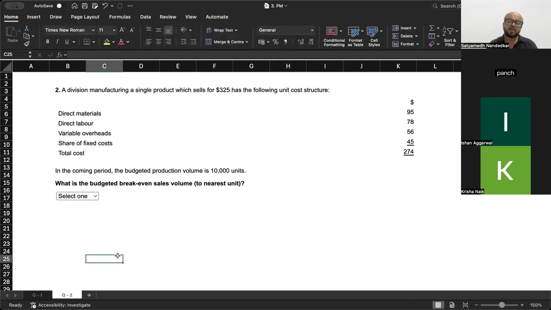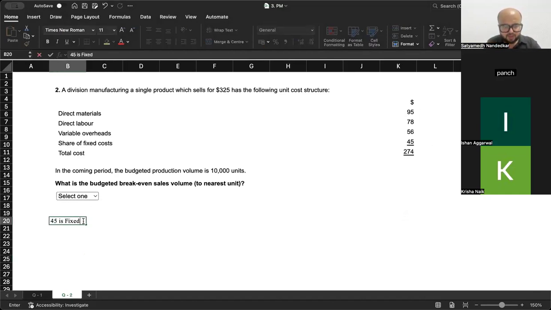A division manufacturing a single product which sells for 325 has the following unit cost structure. Direct material 95, direct labor 78, variable overhead 56, share of fixed cost 45. In the upcoming period, the budgeted production volume is 10,000. Tell me, what is 45? Is it actual fixed cost or is it fixed cost absorbed into the product? Absorbed into the product. Right. 45 is fixed cost absorbed into product cost.